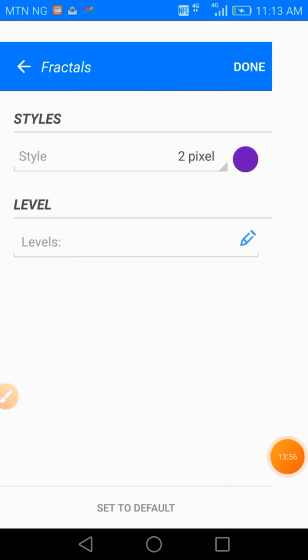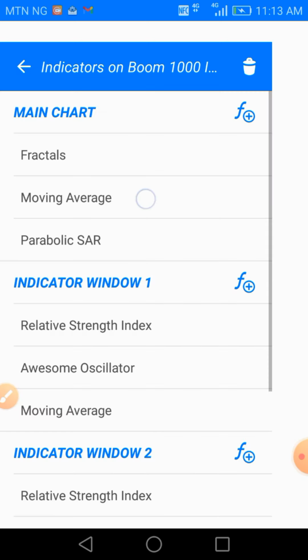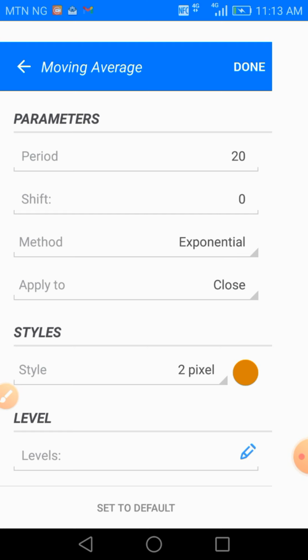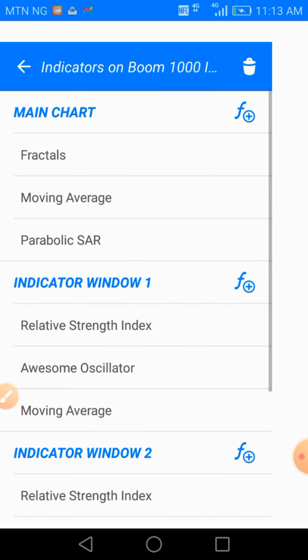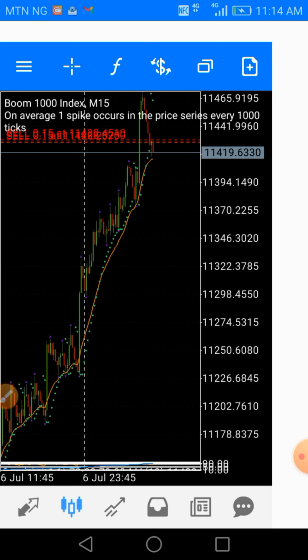Okay, this is the setting that you click down. I will tell you the functions. Of course, I've been saying that over and over again. Then the moving average, the golden moving average on the main chart, this is the setting. Period is 20, shift is 0, method is exponential, you apply it to close, and then the style is 2 pixel, color is gold. You click down, and finally the parabolic SAR, this is the setting. The step is 0.11, maximum 0.2, and of course the style is 2 pixel, color is green. Then you click down.